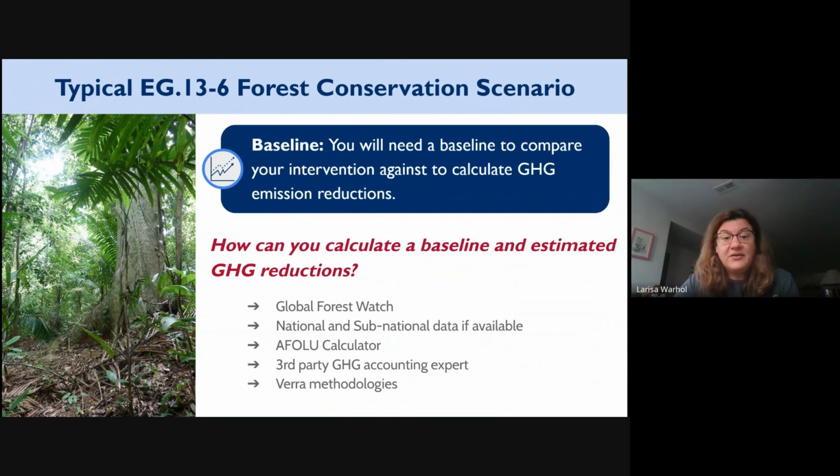And again, how can you calculate a baseline? There are a lot of really cool online platforms, things like Global Forest Watch. Again, there's a way to do projections and estimates in the AFLU calculator.